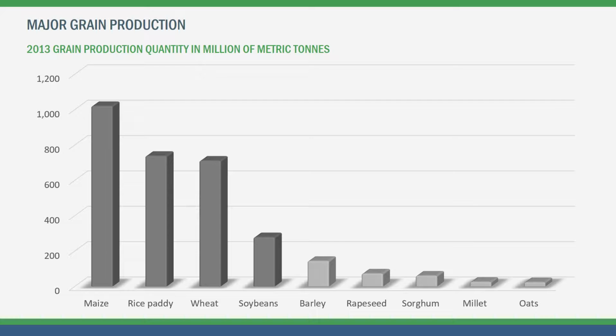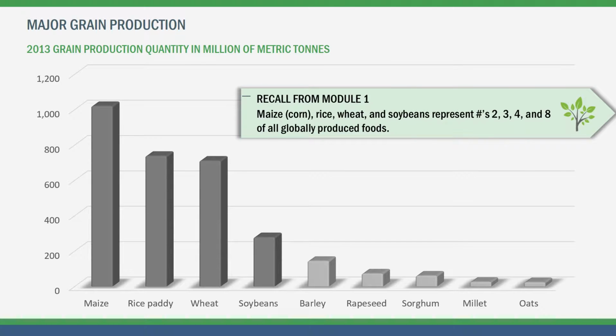This chart illustrates the 2013 major grain production in quantity and in millions of metric tons. Maize, rice, wheat, and soybeans are ranked number 2, 3, 4, and 8 among all globally produced agricultural-based foods. Here it becomes obvious that maize, rice, and wheat are dominant in the grain production industries. While genetically modified soybeans, despite being a relatively new crop, are experiencing steady production increases and is fast becoming a major contributor in the oilseed markets. All other grains equal only slightly more than 10% of total grain production combined.